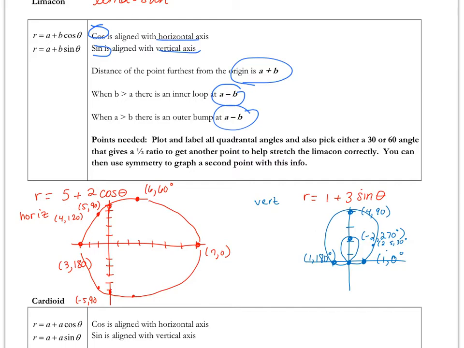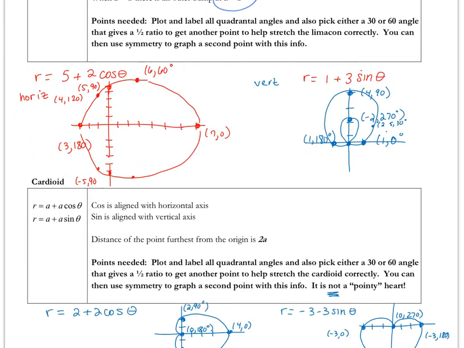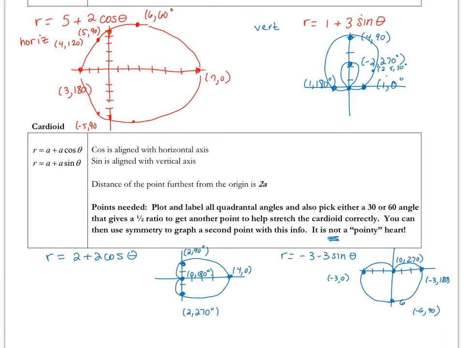The cardioid is a special case of the Limacon. In the cardioid graph, what we see is that the a value and b value are both the same. Because they are both the same, instead of seeing an inner loop or an outer bump, we actually end up seeing this point right at the origin at 0, 0. The distance that is the furthest from the origin will be 2a, and then the other points that are on the shorter axes will just be a units away from 0, 0. Again, just like the other graphs we've seen, if it is cosine, align with the horizontal axis, sine, align with the vertical axis.